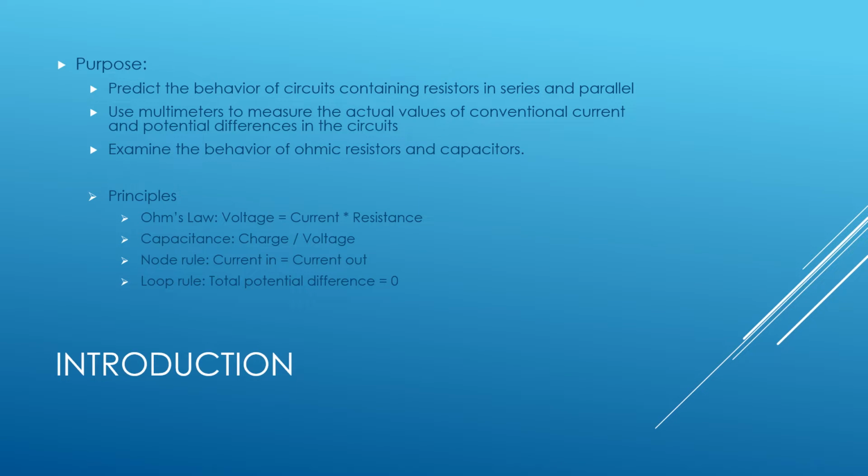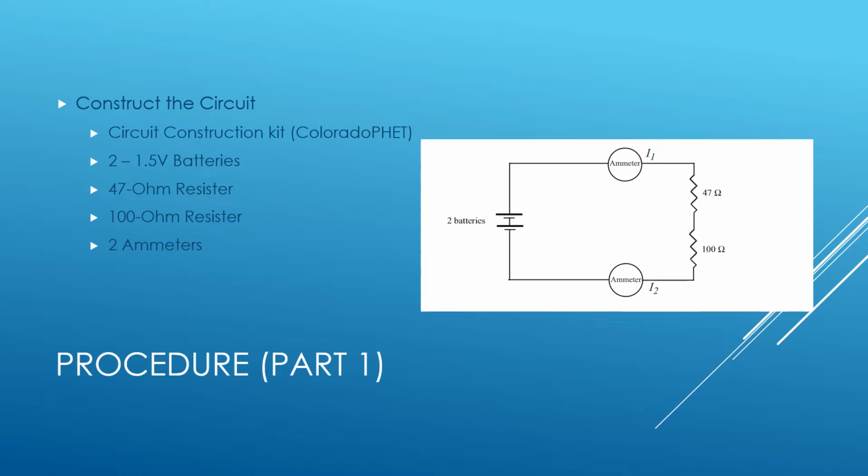So to construct our first circuit, I will be using Circuit Construction Kit from Colorado PHYS. In this circuit, we're going to be needing two 1.5 volt batteries, a 47 ohm resistor, another 100 ohm resistor, and two ammeters. As you can see to the right, this is the structure of our first circuit, in which the two batteries will be on the left side, the ammeters will be parallel from each other, and then the two resistors should be on the same line.